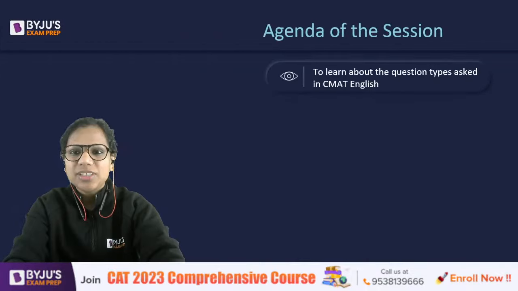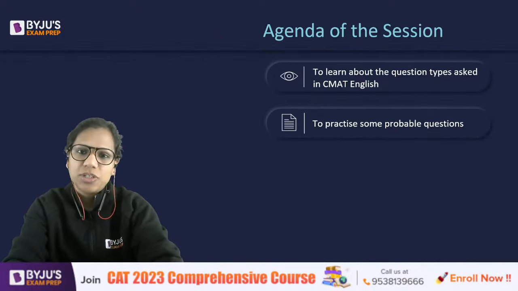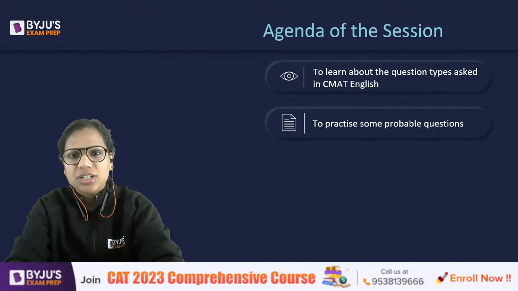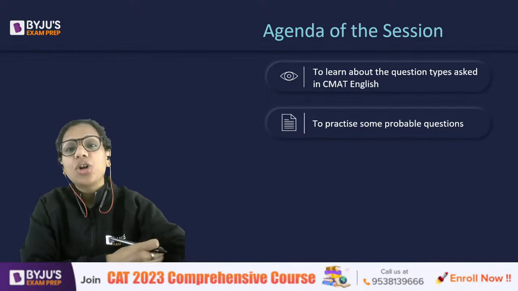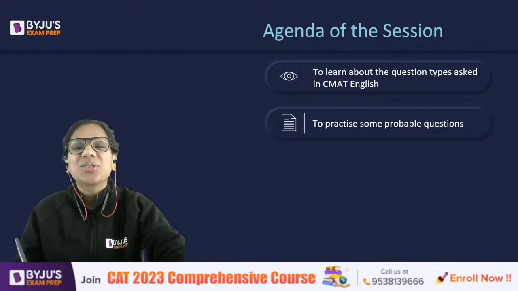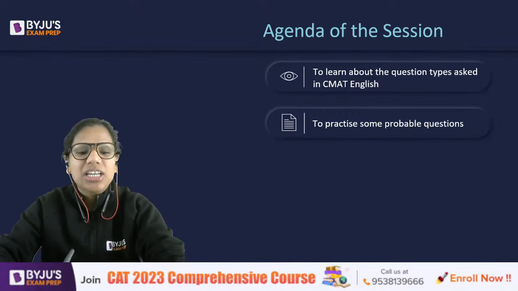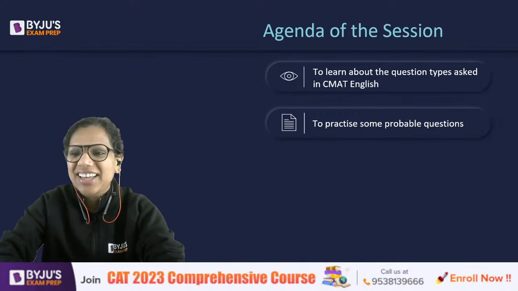Of course, the idea is to learn about some question types and to solve some questions related to CMAT English. In case you are not sure about what kinds of questions come in the language comprehension section for CMAT, I conducted a session regarding this called Score 20 on 20, although it should be 80 on 80. So it was called target 20 on 20 in CMAT English. Just check out that session.